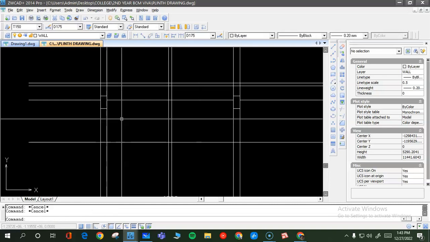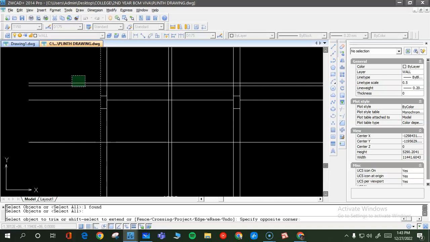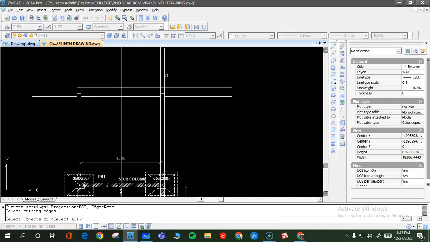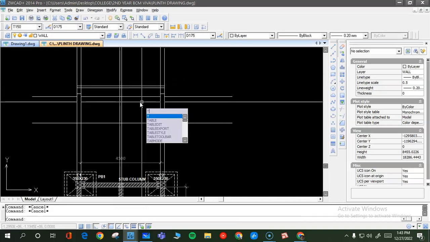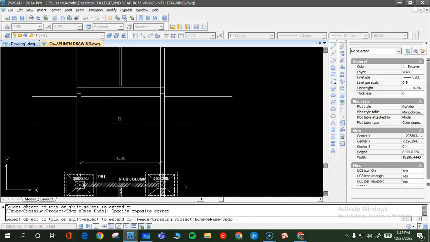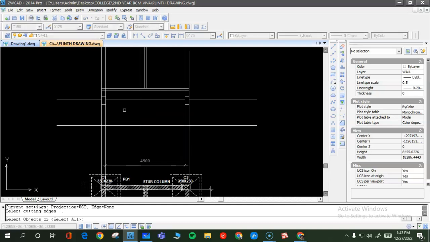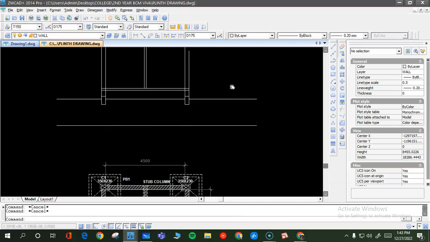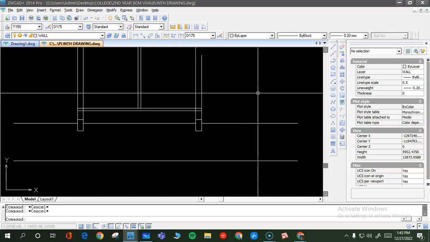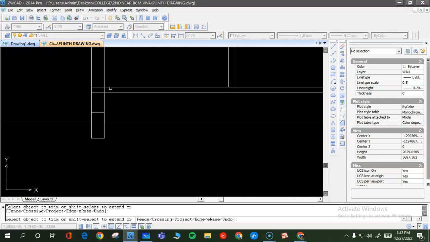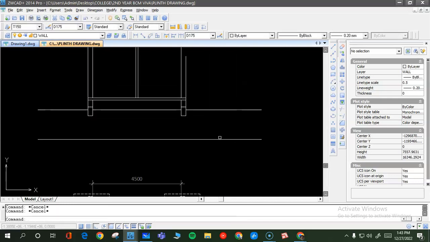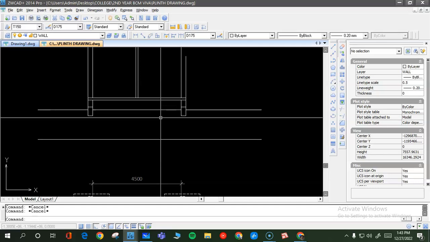So let us remove some of the extra lines which are there so that it becomes more clear. Okay, so now this is how it is going to be seen. The PCC will go right below the walls, so this line will not be seen. Now you know the formation of PCC. Below the PCC there is going to be blinding course, below that there will be 230 thick soling, below that there will be room filling and all that. So we'll draw that slightly later.